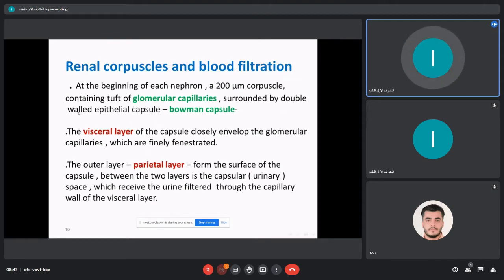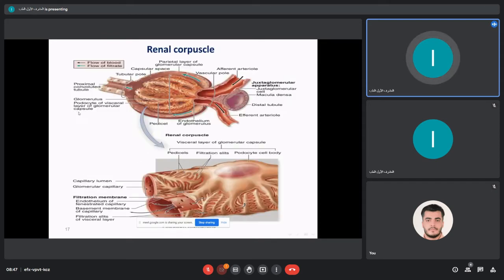The blood filtration is carried out by this specialized structure here, the first part of the nephron where the blood filtration occurs, which is the renal corpuscle. The renal corpuscle begins as a loop or tuft of capillaries called the glomerular capillaries, and the glomerular capillaries are contained within a capsule called the Bowman capsule.